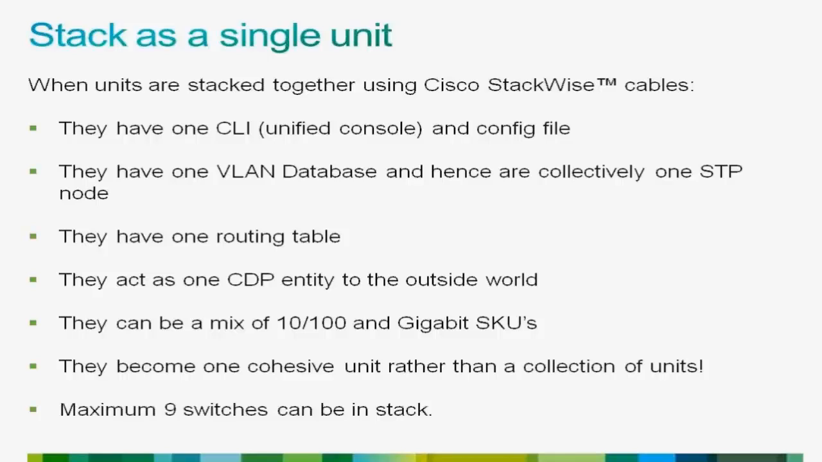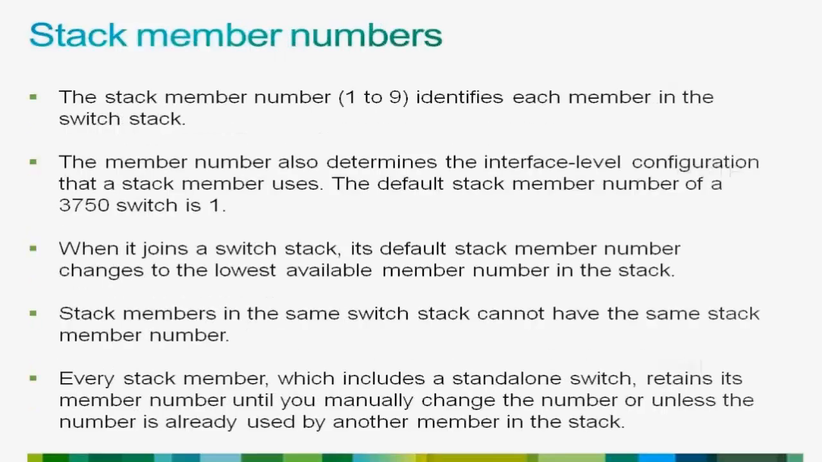Now, we can club more than one type of stack switches. When I say more than one type, you can combine a gig capable switch with a fast Ethernet capable switch. They can interoperate with each other. Now, as we already told, the limitation is 9 switches in a stack. Now, okay, let's see about stack member numbers.